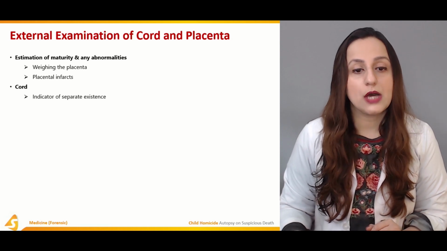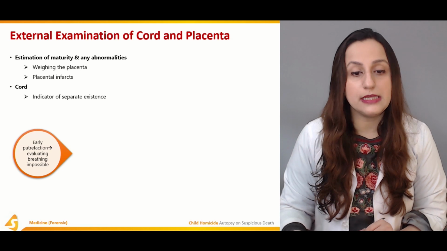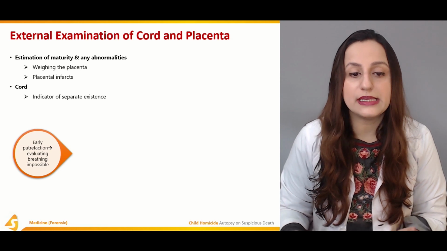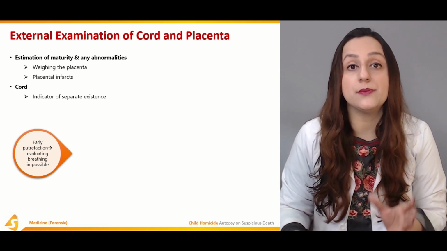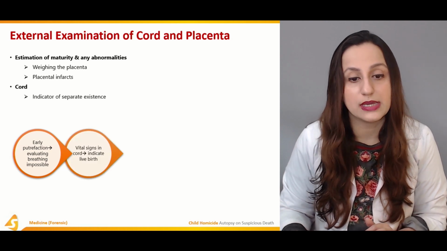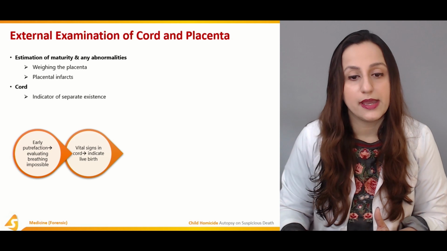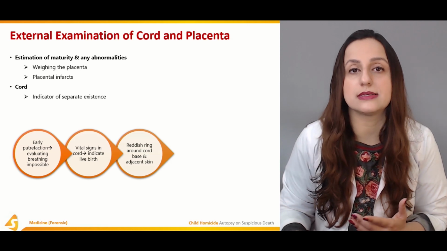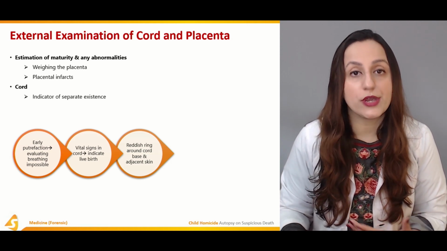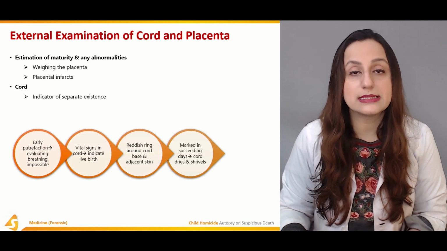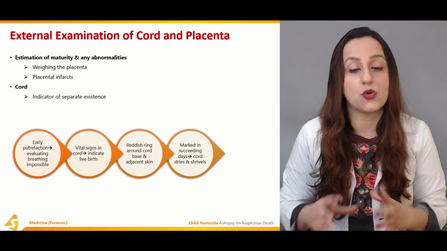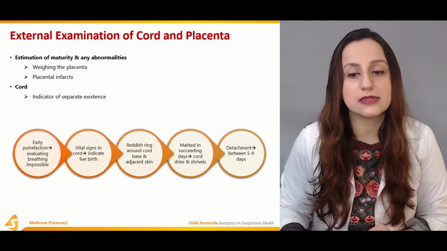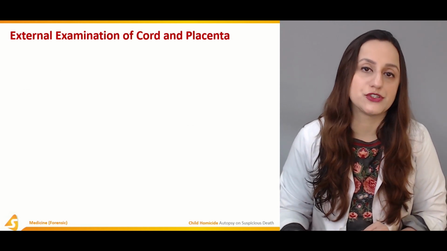Now, the cord is also an indicator of separate existence, and early putrefaction means decomposition has started over here, and it's basically the evaluation that breathing is impossible if stillbirth has to be established. The vital signs have to be looked for in the cord, and that basically indicates the live birth in such a case. The reddish ring around the cord base and the adjacent skin is again going to give pointers towards a live birth. It is marked in succeeding days, and the cord basically dries and shrivels after some days have passed. The detachment basically occurs between 5 to 9 days after birth.